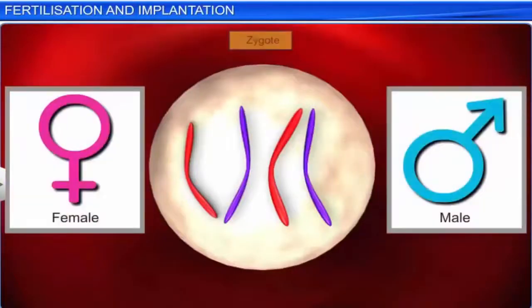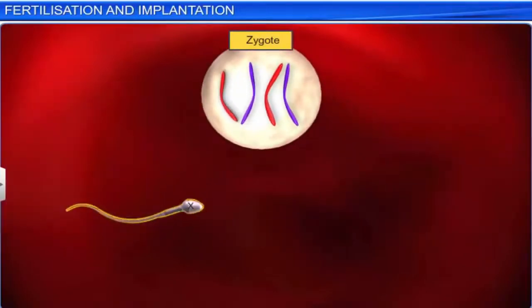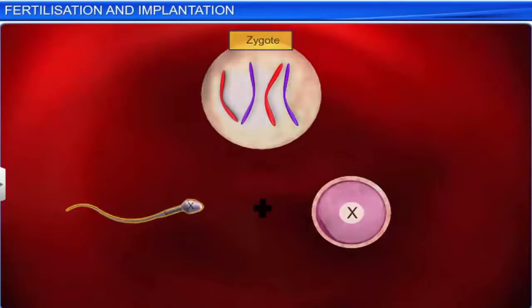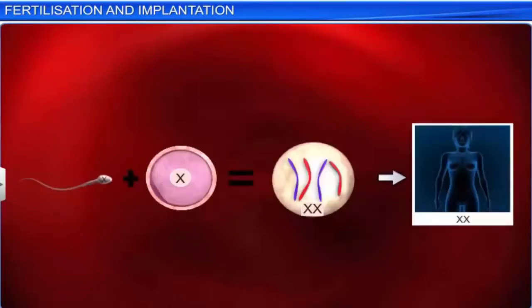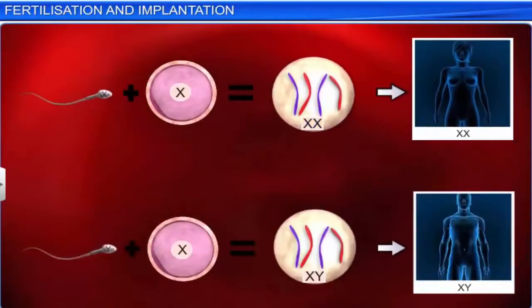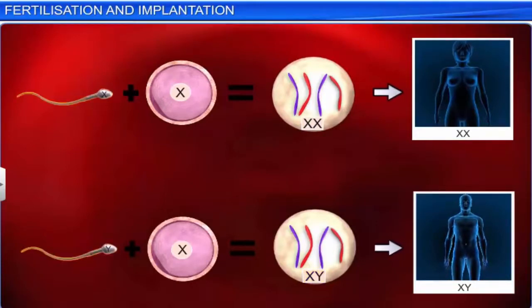Did you know that the sex of the zygote is decided at the time of fertilization? If the ovum is fertilized by a sperm containing the X chromosome, the resulting zygote contains XX chromosome and would develop into a female. However, if a sperm containing the Y chromosome fertilizes the ovum, the resultant XY zygote develops into a male. Thus, it is the sperm that decides the sex of the fetus.